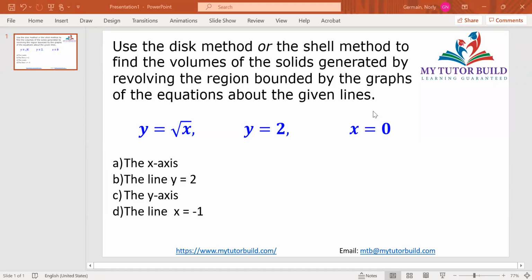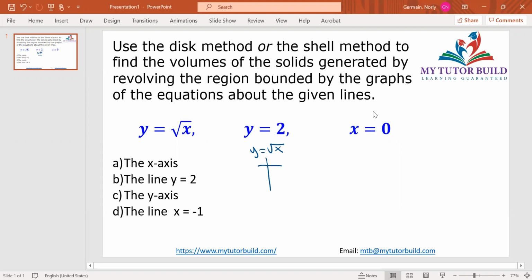Hello everyone. In this video, we're going to use the disk method or the shell method to find the volumes of the solid generated by revolving the region bounded by the graphs of the equations about the given lines. y equals square root of x. How can you graph the function y equals square root of x?